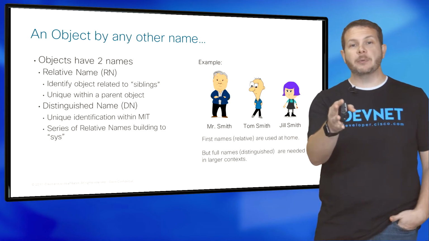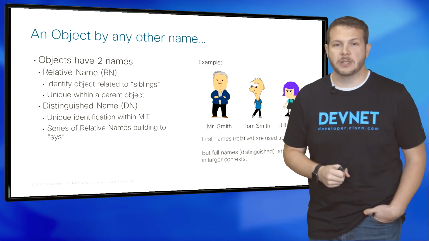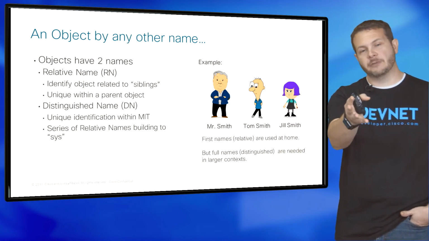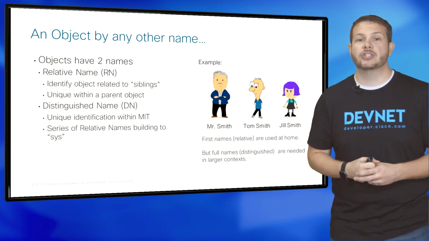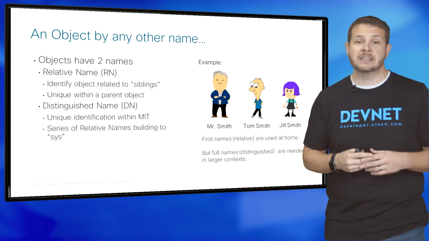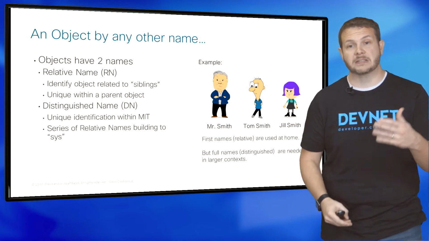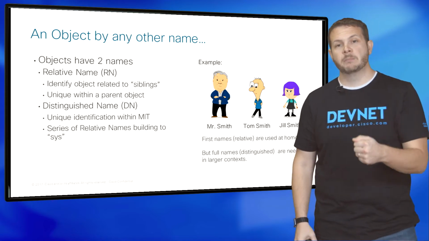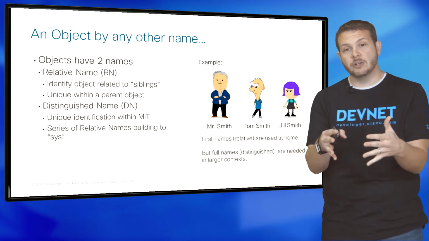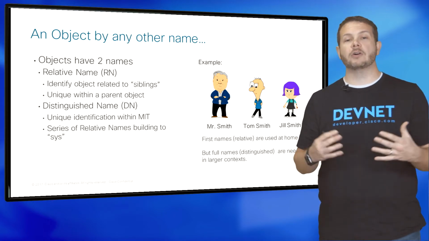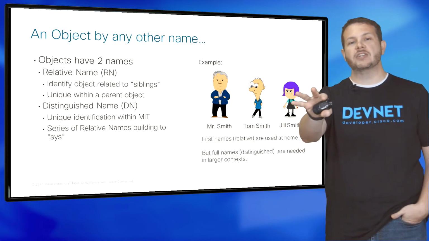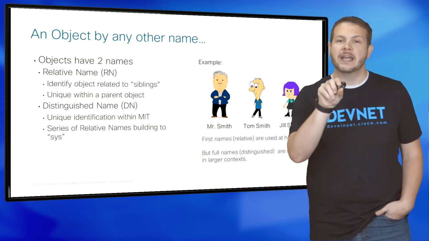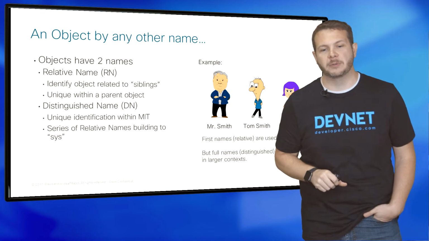Now, we can use an example of family names to go through here. So inside of a family, and for example here, the Smith family, we have Tom and Jill. They are children of Mr. Smith. And inside the family, they can be referred to simply as Tom or as Jill. But if we need to talk about those specific children inside of a school or a larger family, we use the distinguished names of Tom Smith and Jill Smith to uniquely identify those children inside of the family.